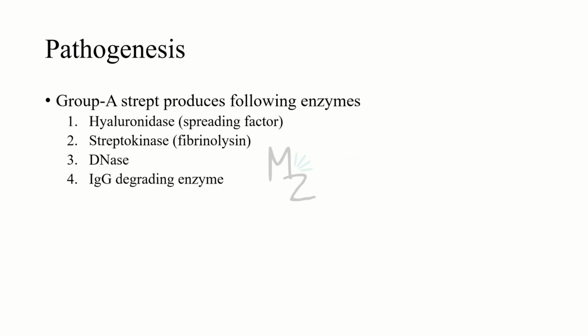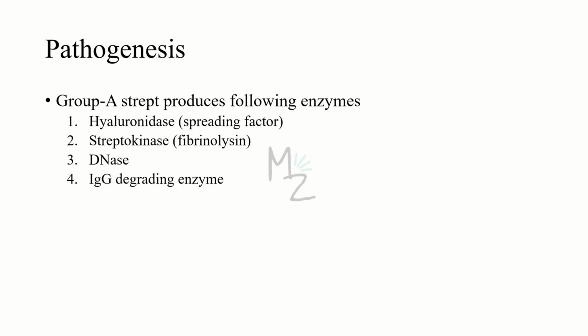Number 3 is DNase. It is also called streptodornase, and as its name shows, it is going to degrade DNA. DNase is for deoxyribonuclease, and anything that ends with -ase is an enzyme. So it is going to degrade DNA in exudates or necrotic tissue. Antibody to DNase B develops during pyoderma. This can be used for diagnostic purposes. Streptokinase and streptodornase, which is DNase, mixtures applied as a skin test give a positive reaction in most adults, indicating normal cell-mediated immunity. The last enzyme is IgG degrading enzyme.